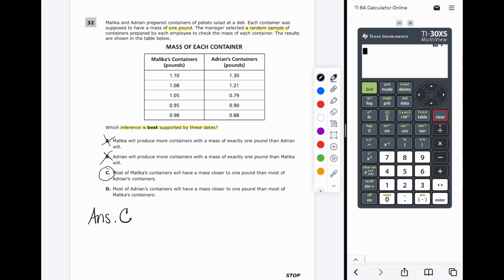And the reason why D doesn't work, most of Adrian's containers contain a mass closer to 1 pound, we saw that was not true. In every single one, Adrian was way more off than Malika was. All right, hit pause and jot this into your notes.